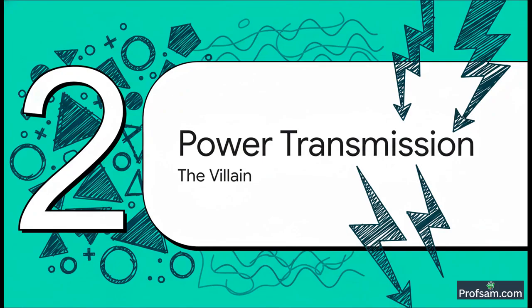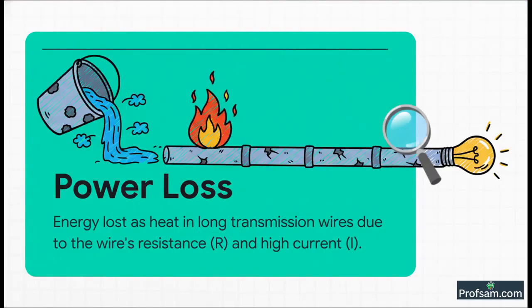You see, to really appreciate our hero, the transformer, we first have to understand the villain it's designed to fight. And that villain is power loss. So, you know that long transmission wires have some electrical resistance, right? We call it R. Now, the power that gets wasted as heat when electricity flows through these wires is given by this formula: P loss equals I squared R.